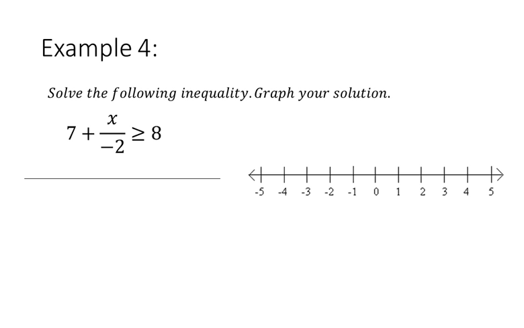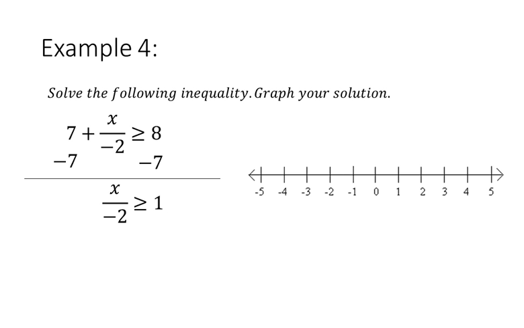And then finally, we are going to be solving the following inequality. 7 plus x divided by negative 2 is greater than or equal to 8. And so we must move 7 first. So we're going to be subtracting 7 on both sides. And this 7 and this 7, they cancel. And then I'm going to have x divided by negative 2 is greater than or equal to 1, because 8 minus 7 is 1.